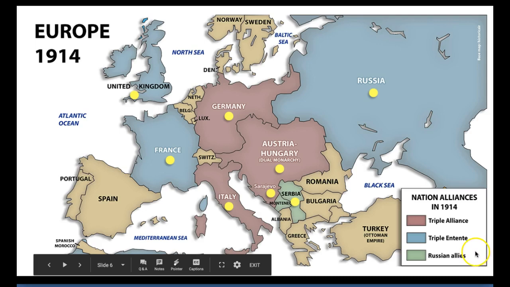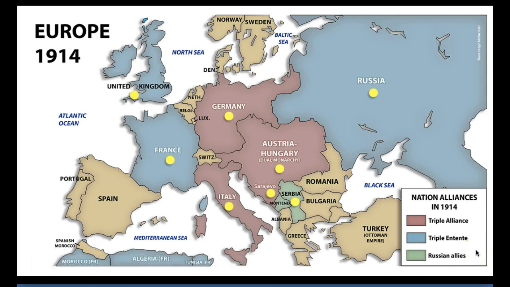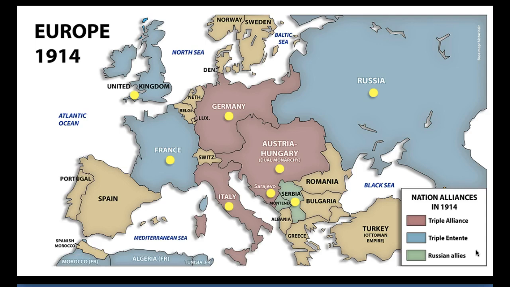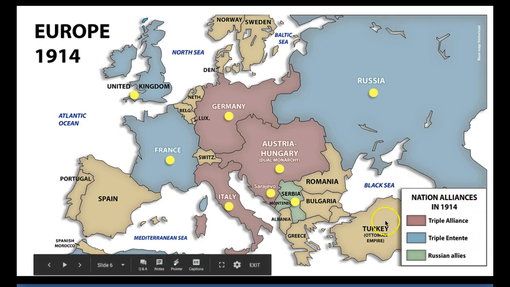Okay. And another map, just so that this image solidifies in our brains as far as who was on what side, because the alliance system is one of the causes for the outbreak of World War I. So you can see down here in the map legend that the pinky red color is the Triple Alliance, the blue color is the Triple Entente, and the green are Russian allies, and they'll come into play a little bit later. Okay, so once again, this is the Triple Alliance.